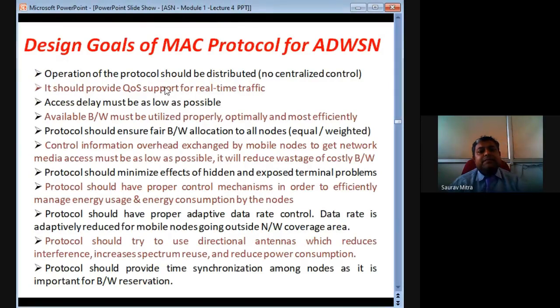So what are the design goals? First thing, operation of the protocol should be distributed, because there is no centralized control, there is no base station. So it should be a distributed control. This is the first design goal.